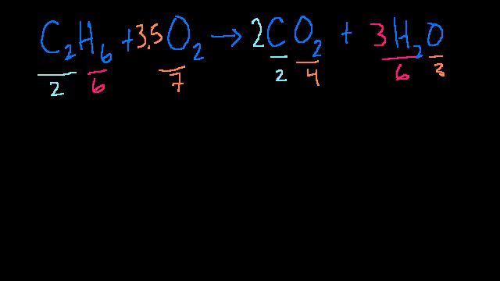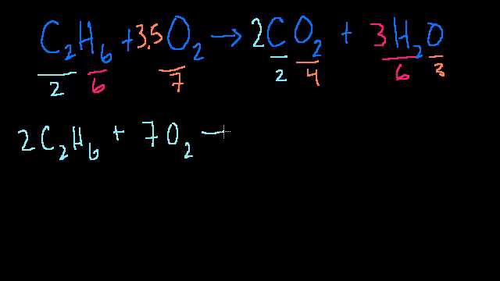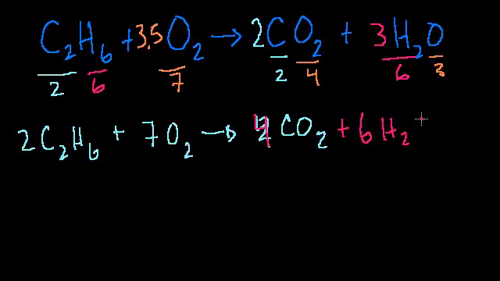So if I multiply everything by 2, I end up with 2 molecules of ethane plus 7 molecules of diatomic oxygen, 7 O2s, yielding 2 molecules of carbon dioxide. Oh, sorry, I'm multiplying everything by 2. So 4 molecules of carbon dioxide plus 6 molecules of water.